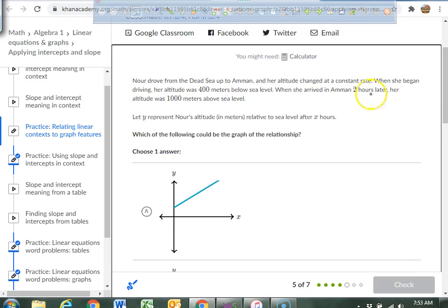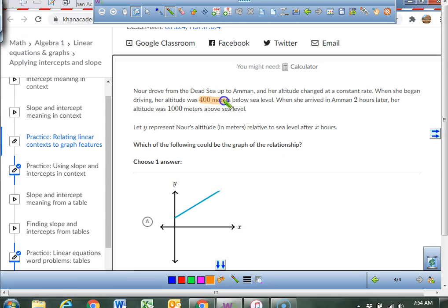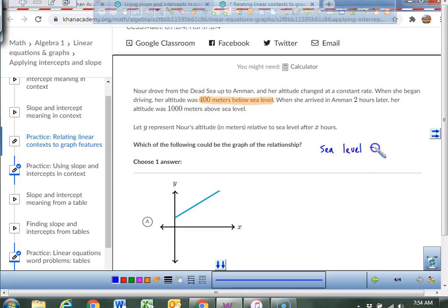It says Noah drove from the Dead Sea up to Ammon, and her altitude changed at a constant rate. When she began driving, her altitude was 400 meters below. Ooh, look at that. It says 400 meters what? Below sea level. Now, what does that mean to be below sea level? You guys know where sea level is? What is sea level? Sea level is equal to what? It's literally at 0. It's nothing above, nothing below. If we're 400 meters below, that means that we're at negative 400.